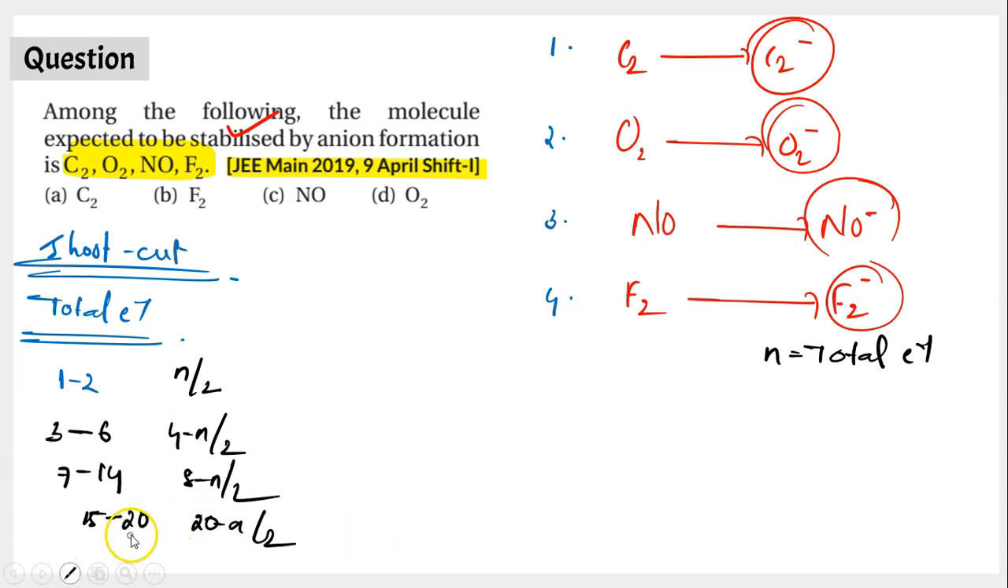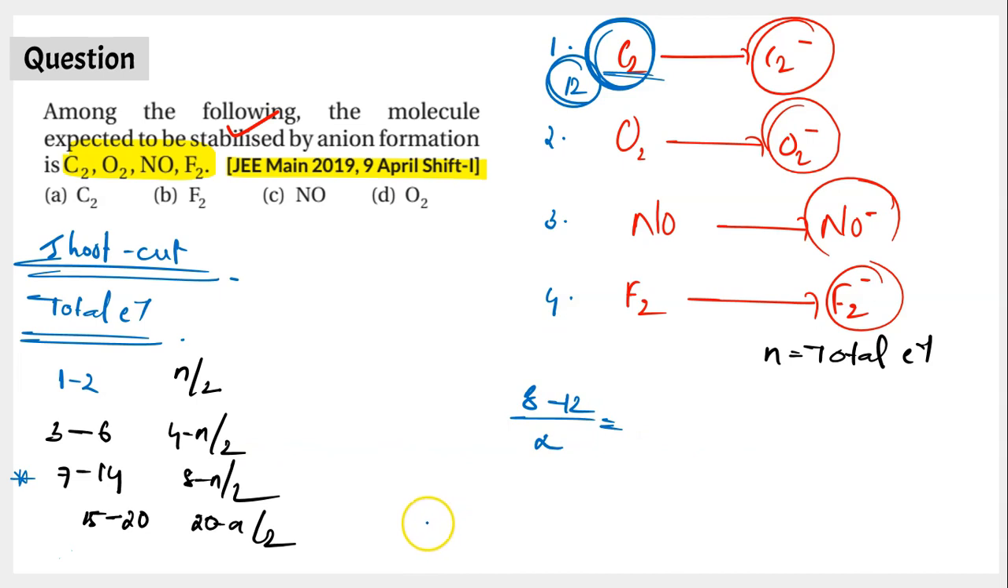I'll give you examples to understand this better. In case of C2, I have 12 electrons totally. One carbon has 6 electrons, so C2 is 6 plus 6, 12 electrons. Because it has 12 electrons, I should be using the third formula, since 7 to 14 is the range of electrons here. So 12 electrons fall between 7 and 14. I can calculate the bond order of C2 using the 8 minus n by 2 formula, which is 8 minus total electrons 12 divided by 2, which is 4 by 2, equal to 2.